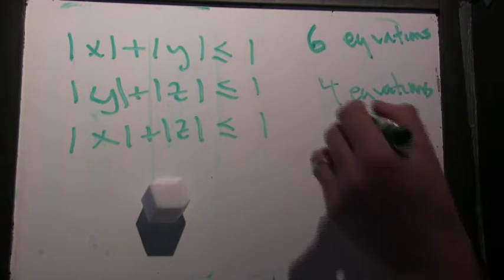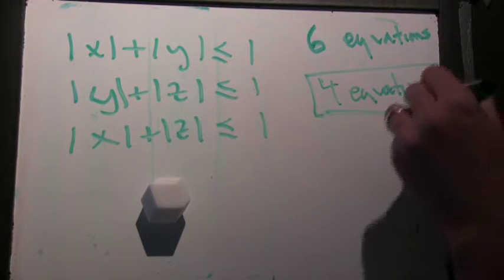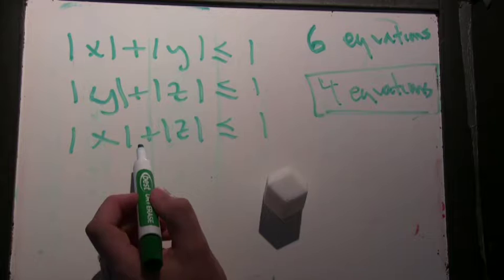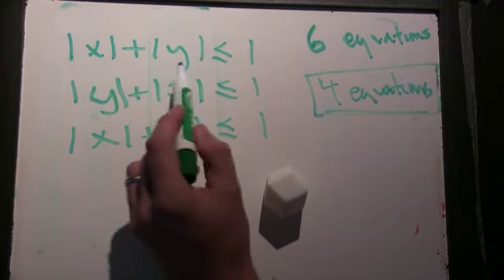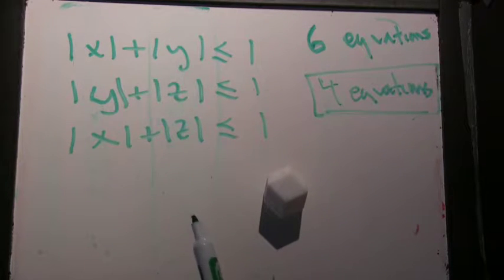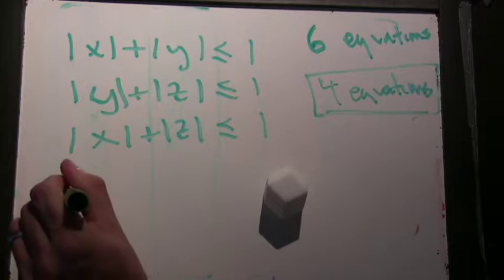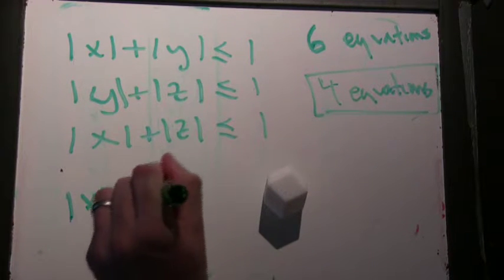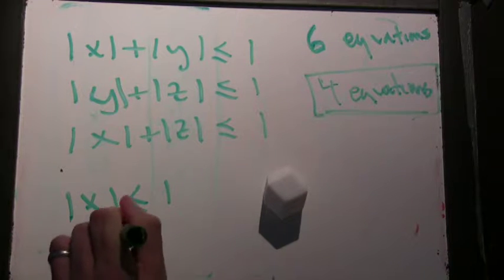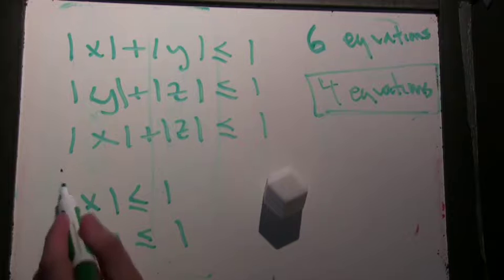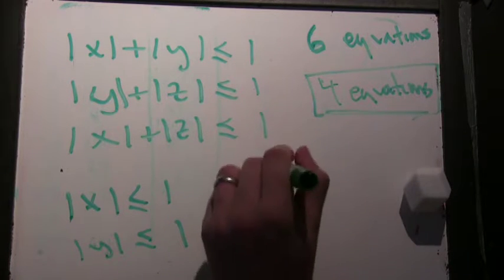What I thought was the generalization was this one. Because here we have 2-dimensional equations. In 1 dimension, I think there would just be 2 equations. Absolute value of x is less than or equal to 1, and absolute value of y is less than or equal to 1. These are 1-dimensional, forming the boundaries of a 2-dimensional shape.